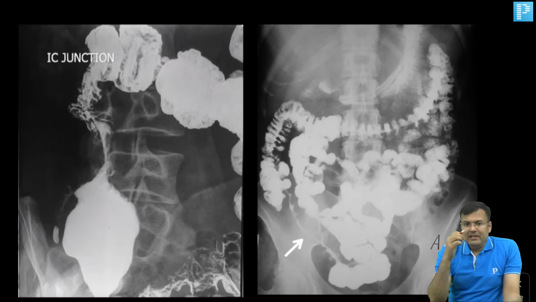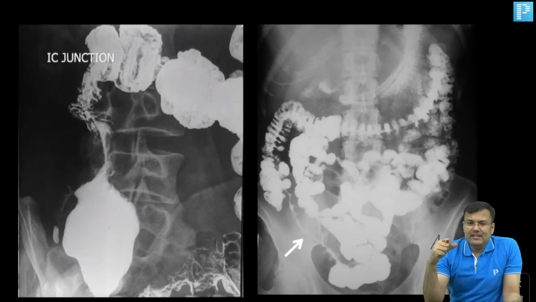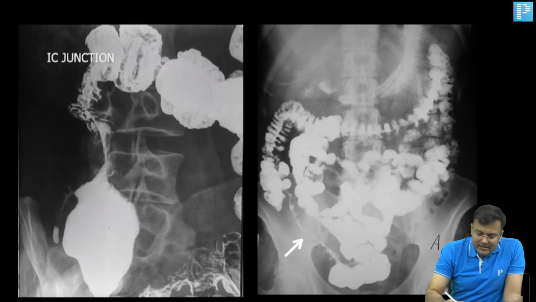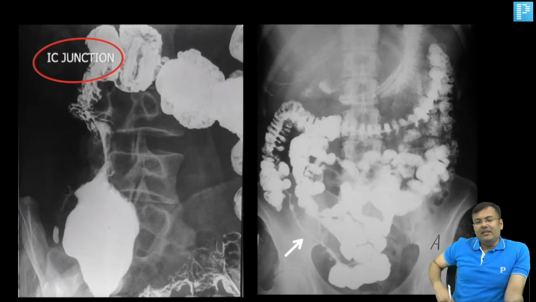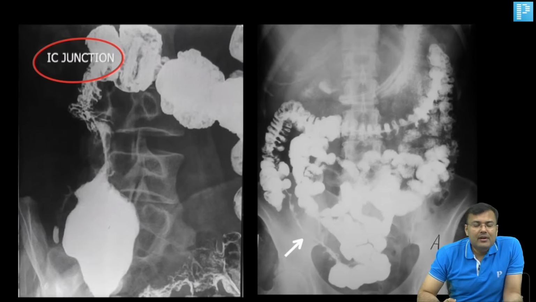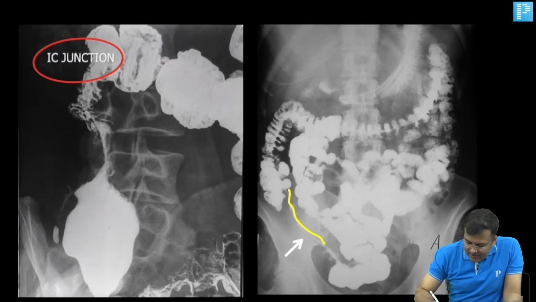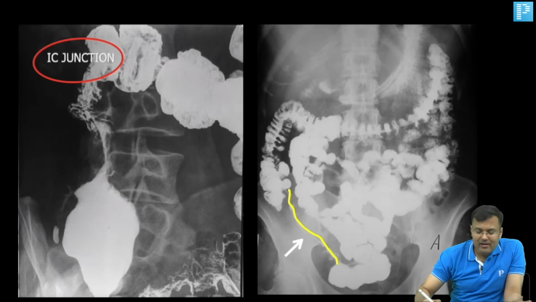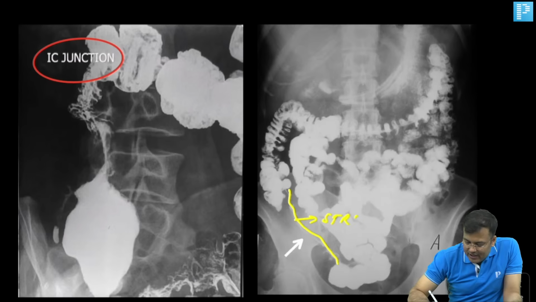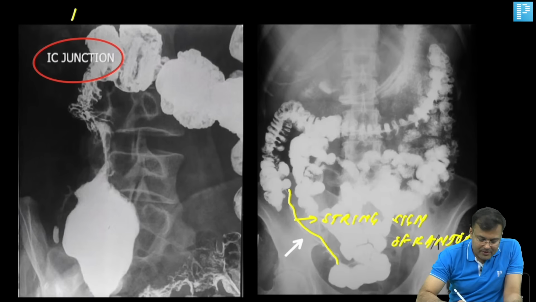Next. Can you tell me what is the diagnosis in this case? Okay, let me tell you first. See, this is the IC junction. If the IC junction is here, it is reaching the right lumbar region almost. It means the cecum is pulled up. Second thing you can notice is that this is the stricture, and because of the stricture, it is looking like a string. And what is the name? This is known as string sign of Kantor. And here can you see, guys, this is pulled up cecum. Can you tell me the diagnosis?